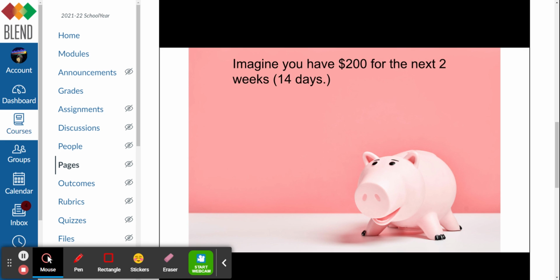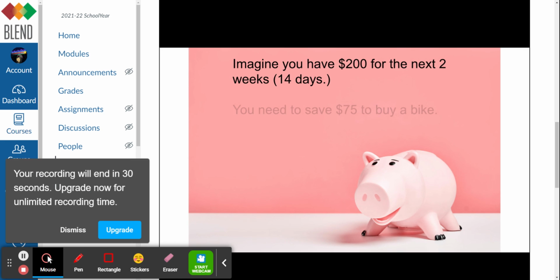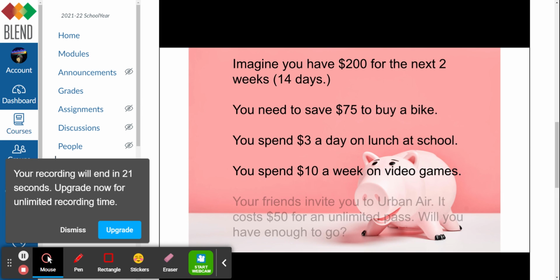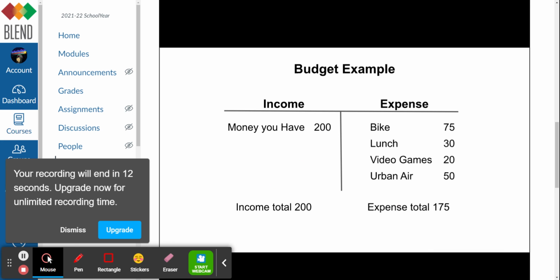Hey, piggy bank. Imagine you have $200 for the next 2 weeks. You need to save $75 to buy a bike. You spend $3 a day on lunch at school. You spend $10 a week on video games. Your friends invite you to Urban Air. It costs $50 for an unlimited pass. Will you have enough to go? All you have to do is total up all of your expenses, and if your expenses are less than how much money you have, then you're good to go. If your expenses are more, then you have to adjust your spending.